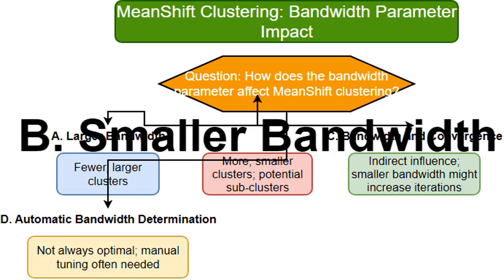Smaller bandwidth indicates a tighter search circle. Think of a small fishing net, it'll only catch a few fish at a time. The algorithm is more sensitive to small, local variations in data density. This will result in more, smaller clusters because it will find more distinct areas of higher density. This can even uncover subclusters within what initially seemed like a single cluster.